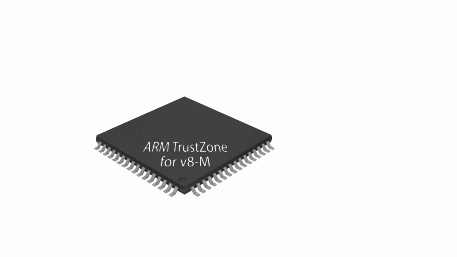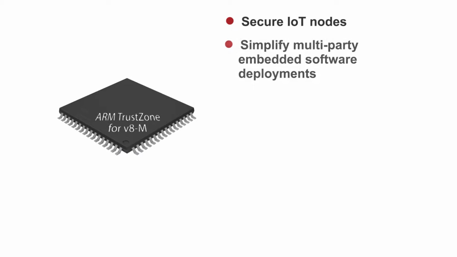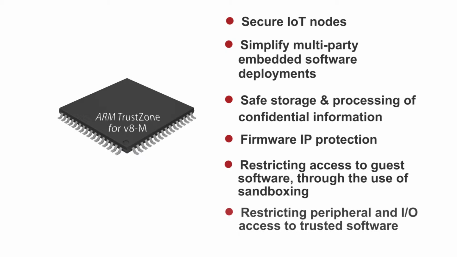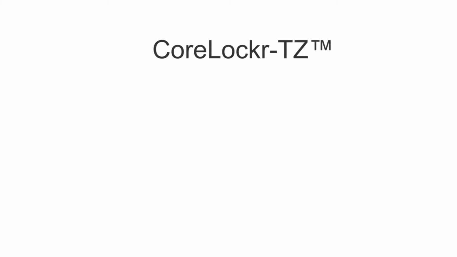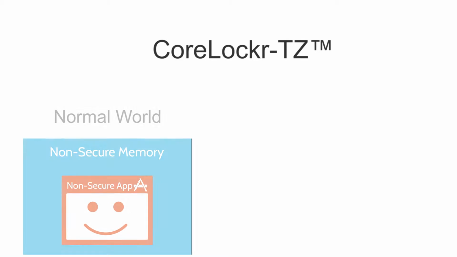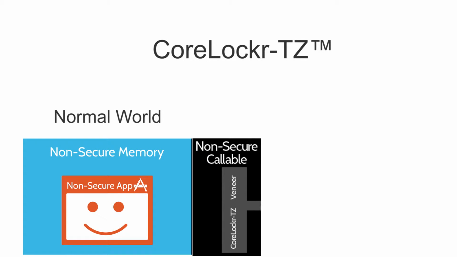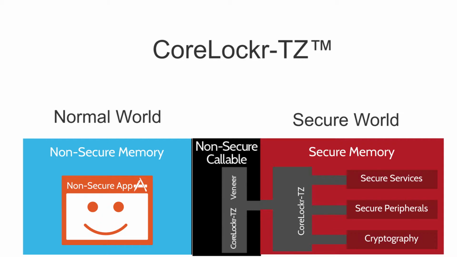The biggest advantage of TrustZone for ARM v8m is that it provides a security platform across low-power edge nodes and higher-powered IoT devices such as gateways, and takes us closer to achieving end-to-end security. CoreLockrTZ is a lightweight software dispatch layer that eases developers' access to TrustZone for ARM v8m. It does so by abstracting complex aspects of the new architecture, simplifying application development.